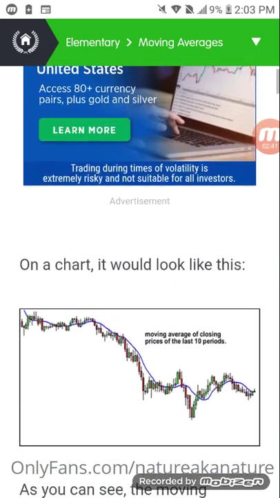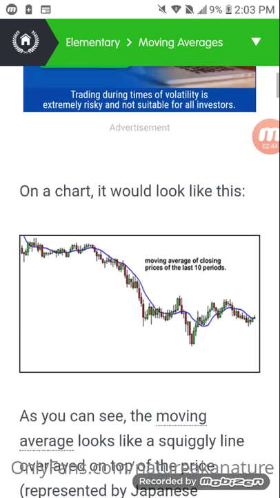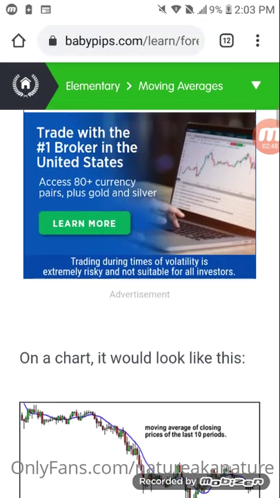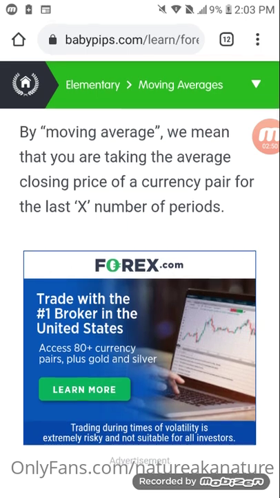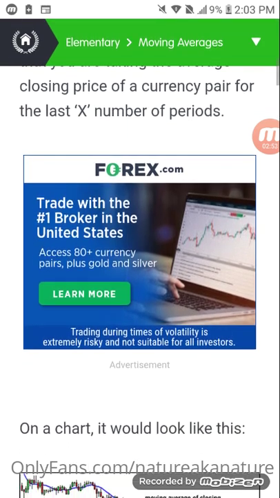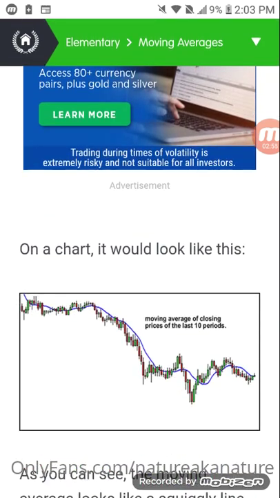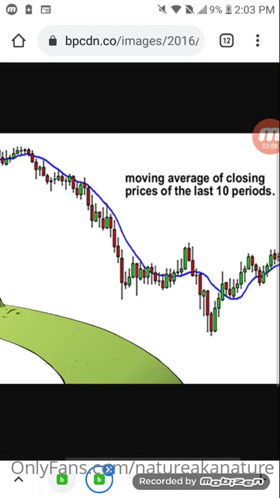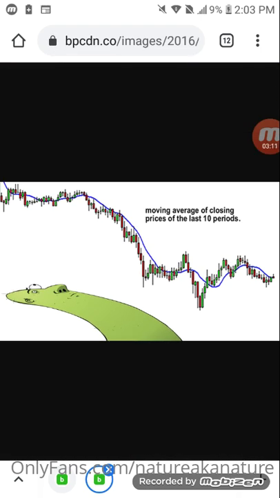On a chart, it will look like this. Alright, so this is a moving average of the closing price of the last 10 periods. It's the average closing price of a currency pair for the last number of periods. So this is a 10 period moving average of the closing price, and it's the blue line. If you didn't know, this is what a moving average looks like. We'll explain what this blue line means and how we can identify the trend.